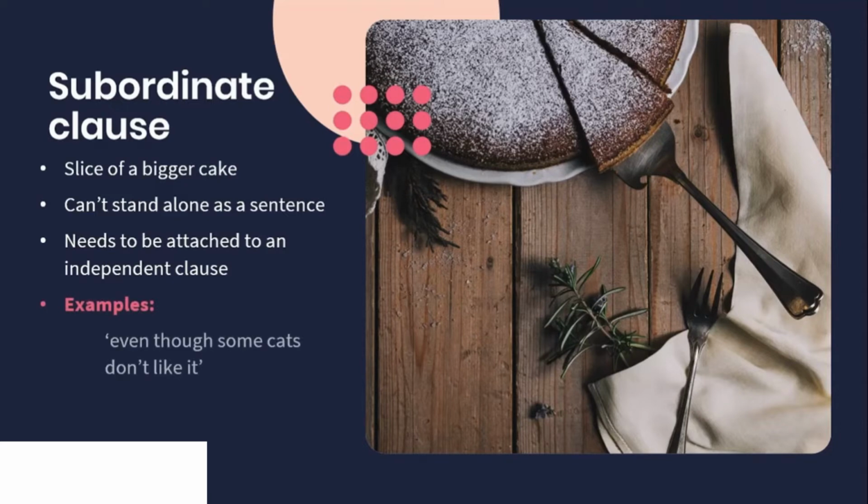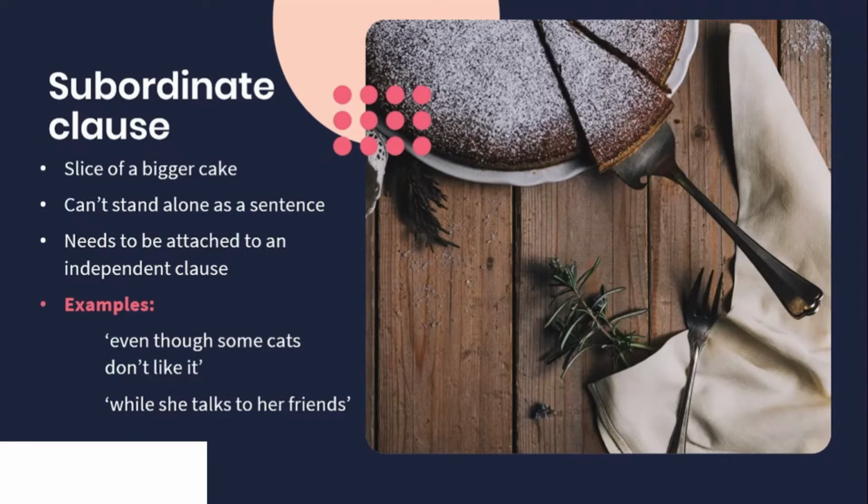For example, even though some cats don't like it. While she talks to her friends. These clauses don't function as sentences. They don't make any sense on their own. They need to be attached to an independent clause in order to make sense.